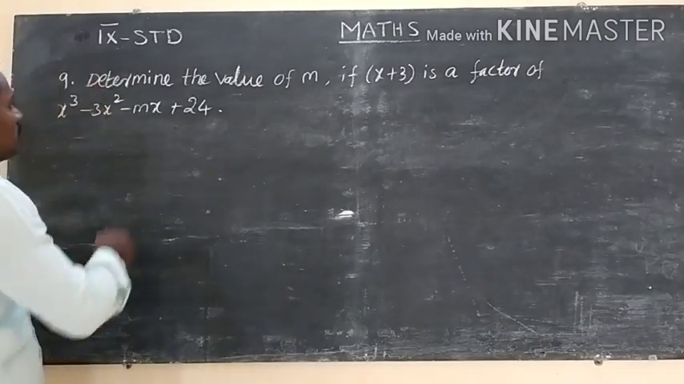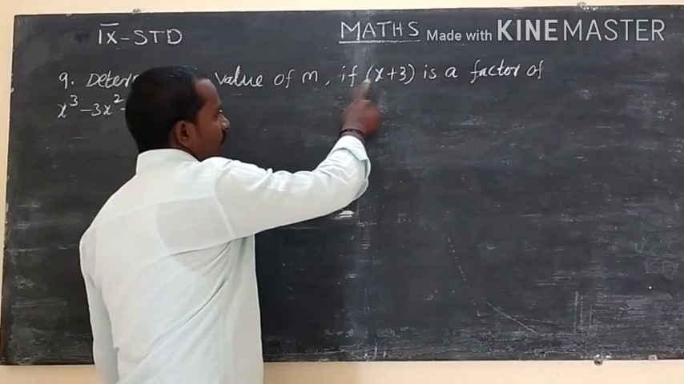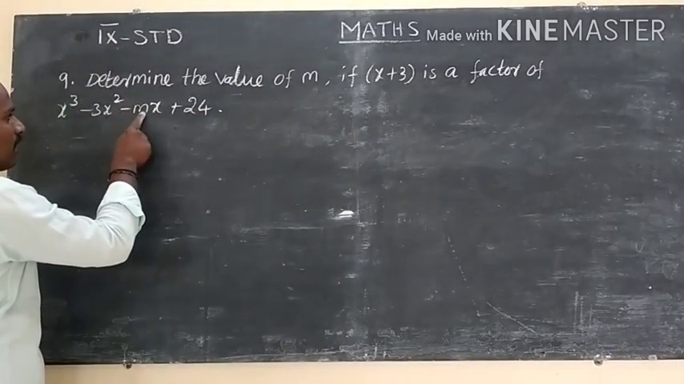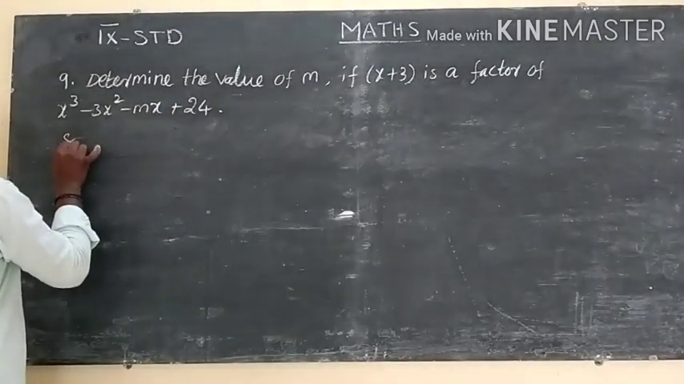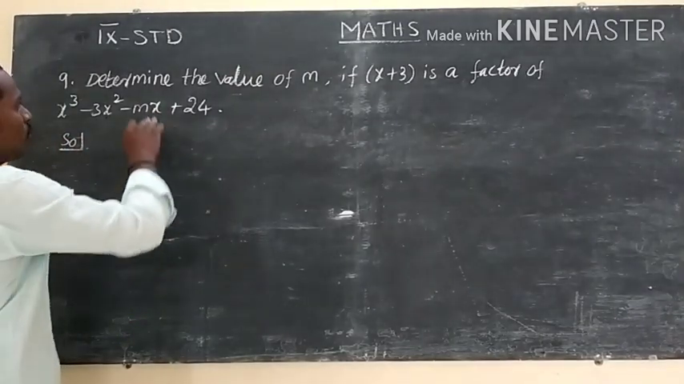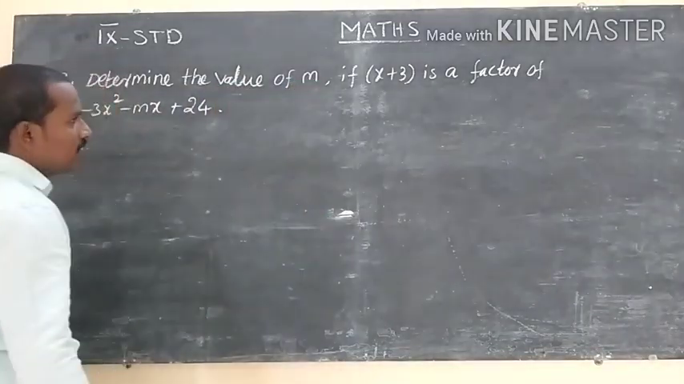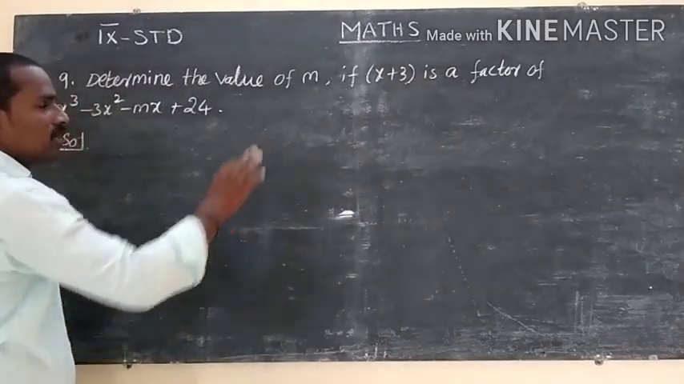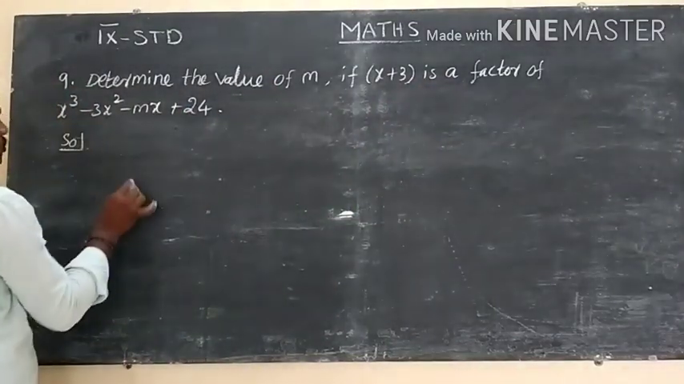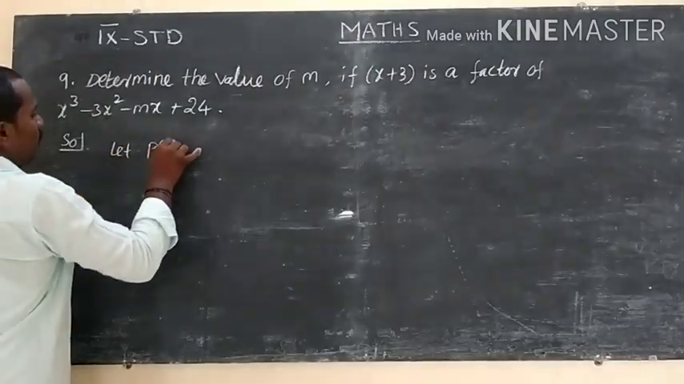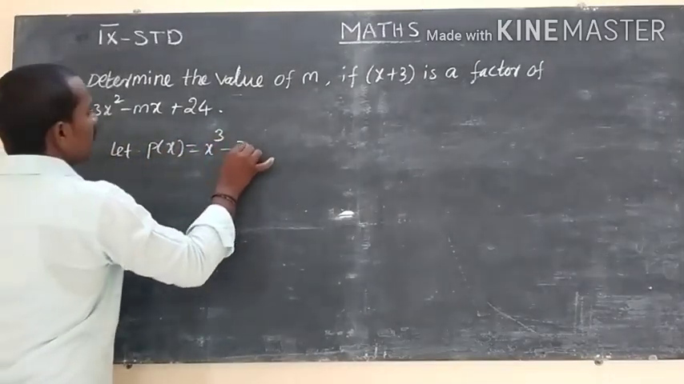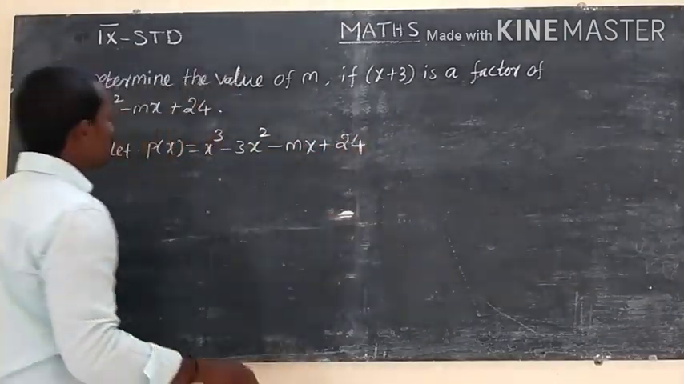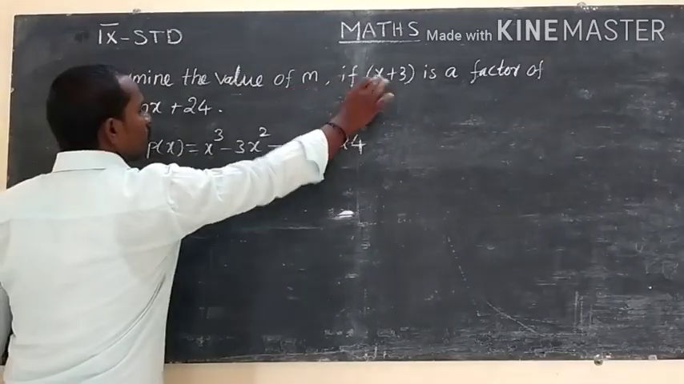Then the 9th question. Determine the value of m if x plus 3 is a factor of x cube minus 3x square minus mx plus 24. The solution. Now we want to find the m value. The condition is that x plus 3 is a factor of this. So let the given polynomial p of x equal x cube minus 3x square minus mx plus 24. Then this is a factor of the given polynomial.